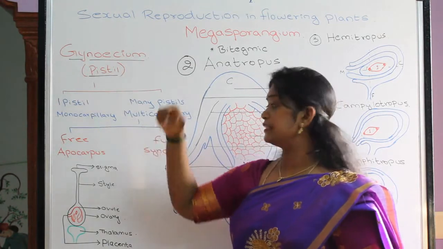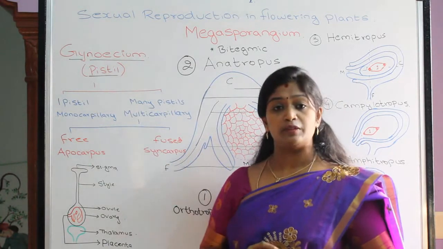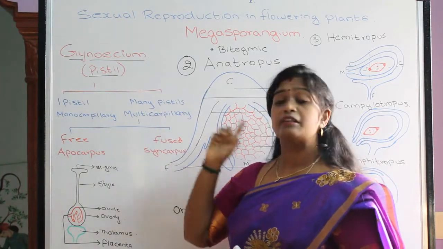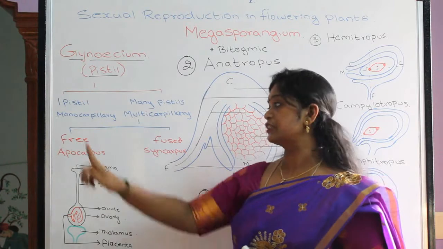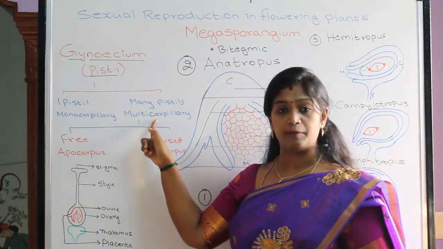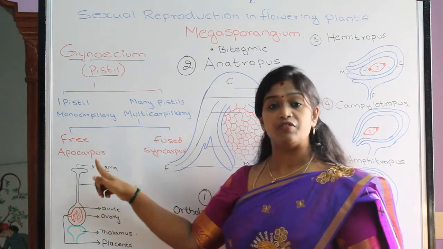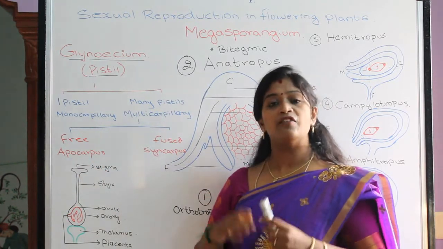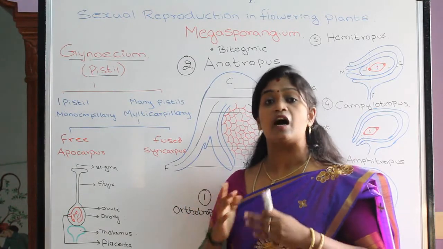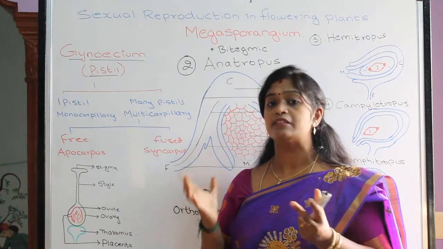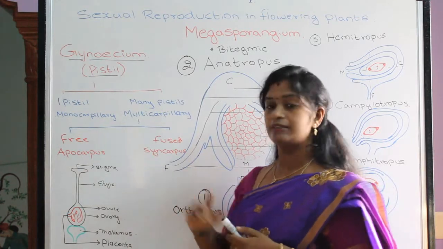It consists of pistil. The pistils are of two types, monocarpillary and multicarpillary. If there is a single pistil, it is called monocarpillary. If there are many pistils, it is called multicarpillary. Multicarpillary is further divided into two, that is apocarpous and syncarpous. If there are many pistils and these pistils are free, it is called apocarpous. If the many pistils are fused together, it is called syncarpous.